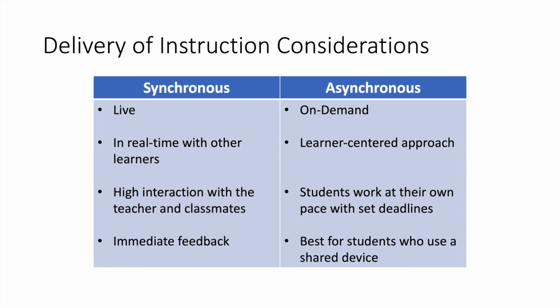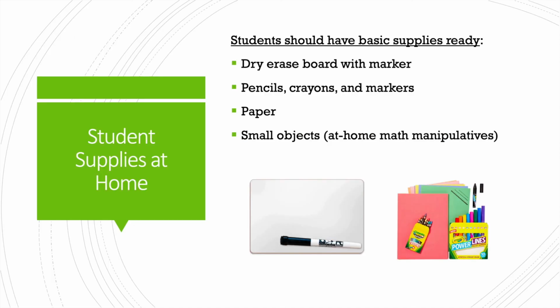according to student needs. Students should have some basic supplies ready, such as a dry erase board, pencils, crayons, markers, paper, and some small objects to be used as at-home math manipulatives, especially in the areas of counting and grouping. It would be nice if the students had some tangible objects to work with at home. Also, with the dry erase board, if you have live lessons, they can definitely use that to engage both virtually and physically. You can engage in a shared activity with students.